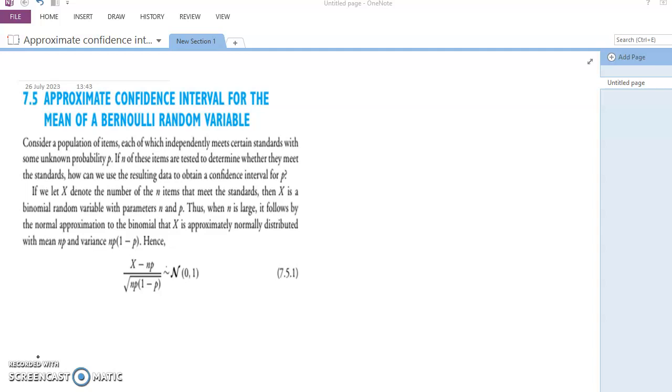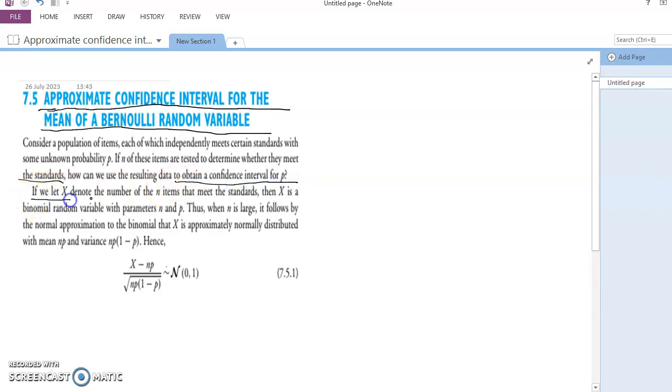So friends, this is a very important and interesting topic: the approximate confidence interval for the mean of a Bernoulli random variable. Consider a population of items, each of which independently meets certain standards with some unknown probability p. If n of the items are tested to determine whether they meet the standards, how can we use the resulting data to obtain a confidence interval for p?